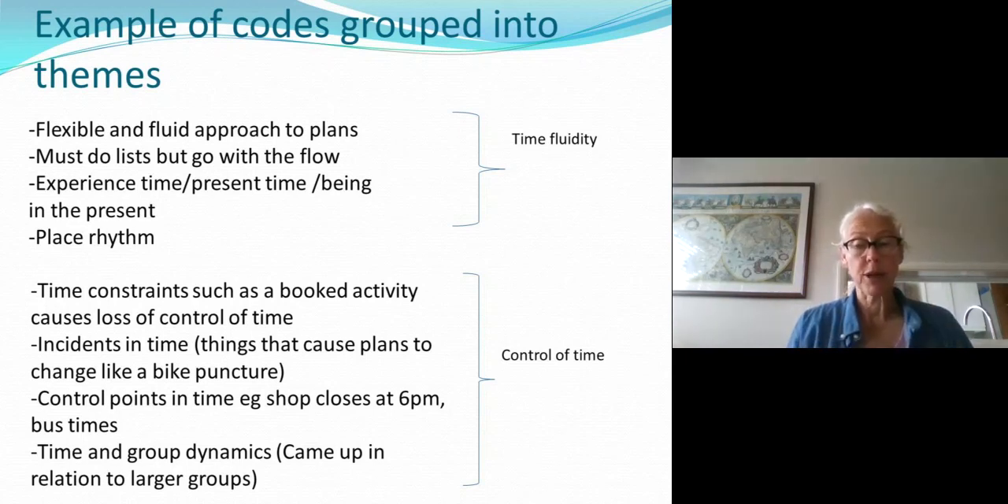Similarly, under control of time, we grouped a number of things to do with time constraints that people experienced. Then we wrote up the data according to those themes. In our findings section, we had a heading for each: the first one was time fluidity, the second one was control of time, and that's how we wrote up the data. I will cover more on writing up qualitative research in a later recording.